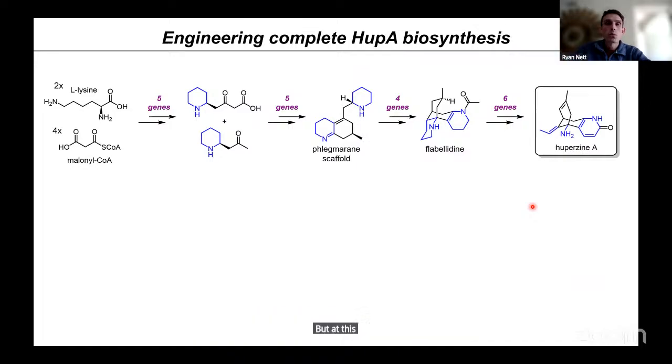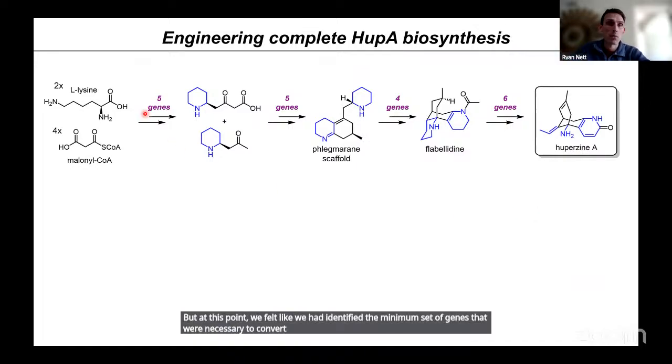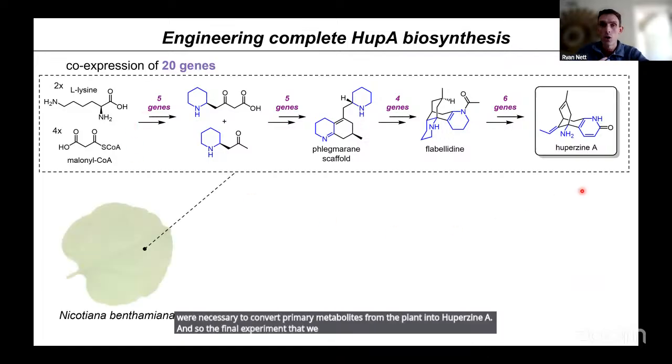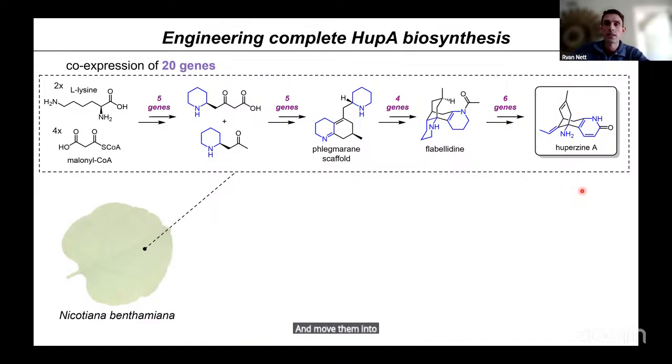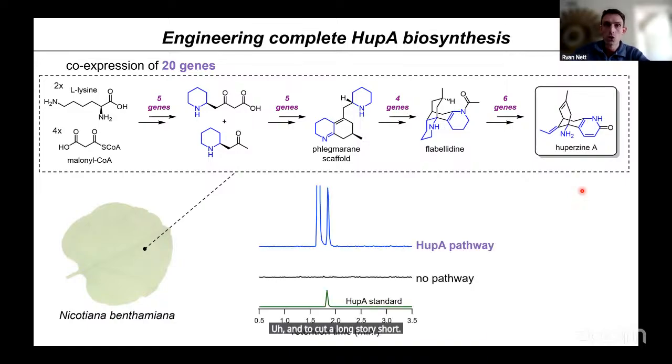But at this point, we felt like we had identified the minimum set of genes that were necessary to convert primary metabolites from the plant into huperzine A. And so the final experiment that we wanted to perform was, well, can we take all of these genes and move them into the tobacco plant and actually demonstrate de novo biosynthesis of huperzine A? And to cut a long story short, this worked. So we could actually take all of these genes, move them into tobacco, and show that we could actually produce this club moss molecule.